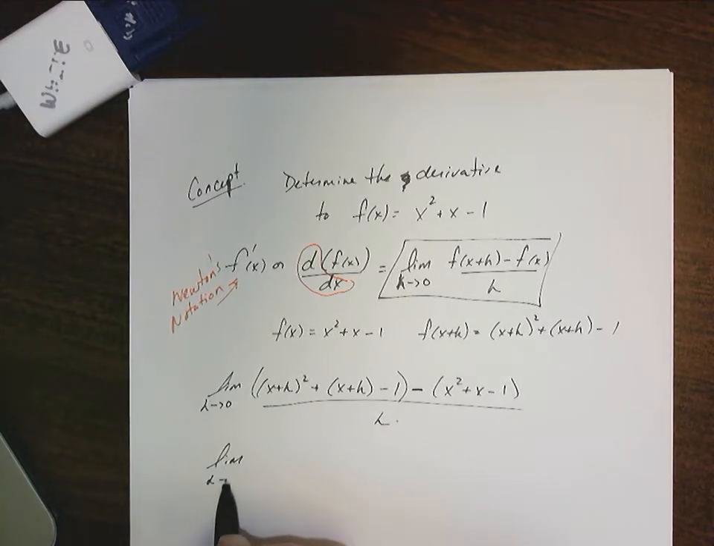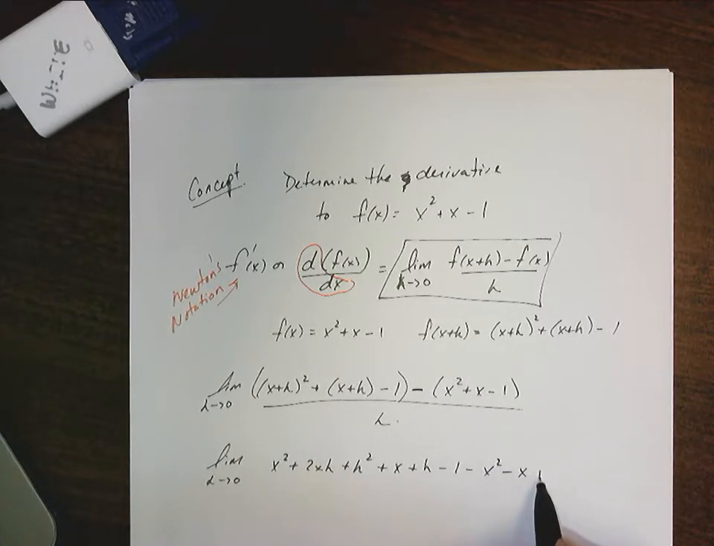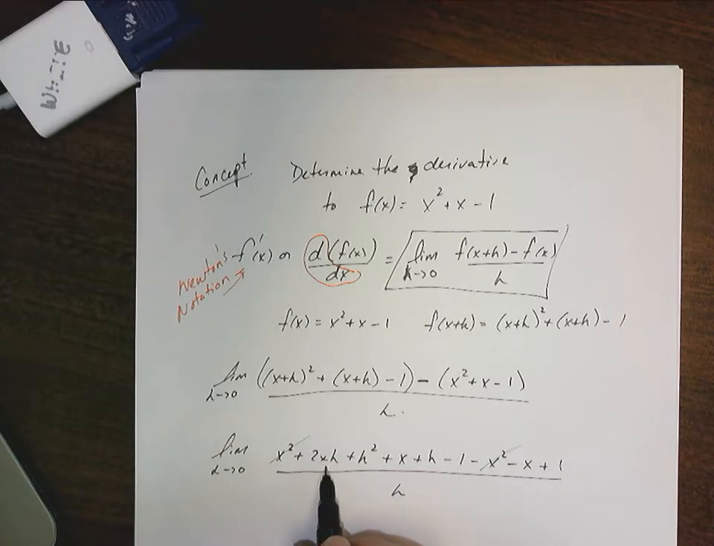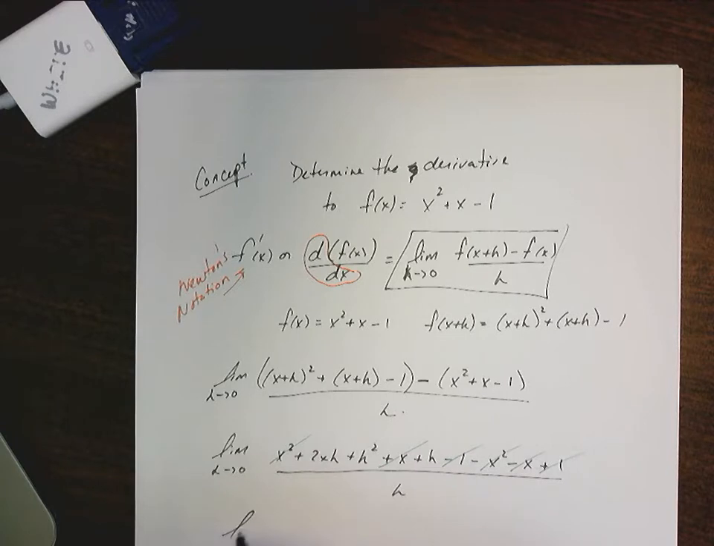So limit as h approaches 0 of x squared plus 2xh plus h squared plus x plus h minus 1 minus x squared minus x plus 1, all over top of h. So I've got x squared here, and I've got x squared there. I've got 2xh. I've got h squared. I've got an x. I got a minus x. I got a 1. I got a minus 1. So I guess that's going to leave us with the limit as h approaches 0 of 2xh plus h squared plus h over top of h.